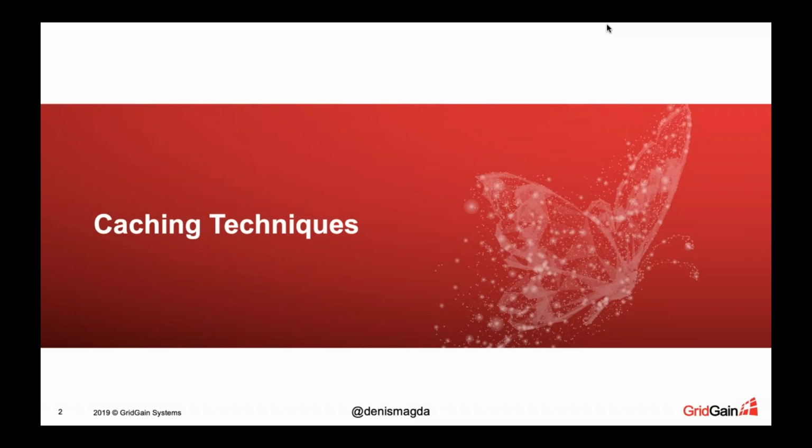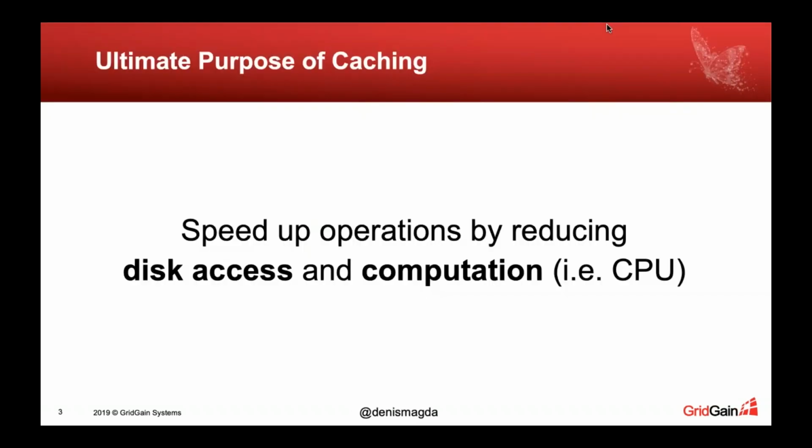Let's move on and review the first and basic caching techniques. Before we start checking those approaches, let's think for a moment, what's the ultimate purpose of caching? The ultimate purpose of caching is to speed up operations of our services and applications by reducing disk access and computations. For instance, when it comes to computations, we'd like to minimize our CPU cycles, right? That can be exhaustive. And disk access is highlighted here for a reason.